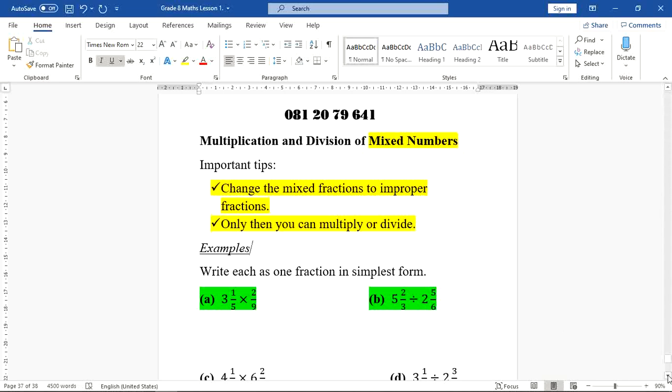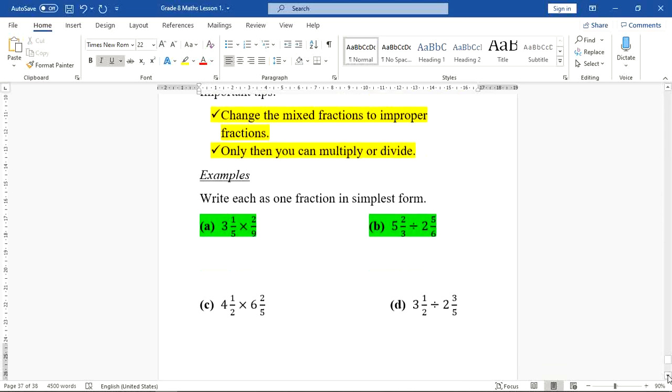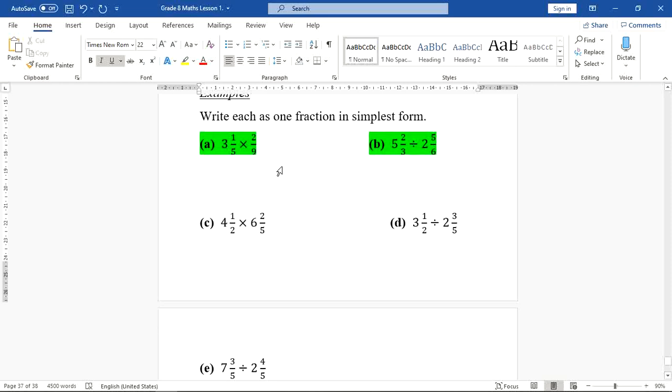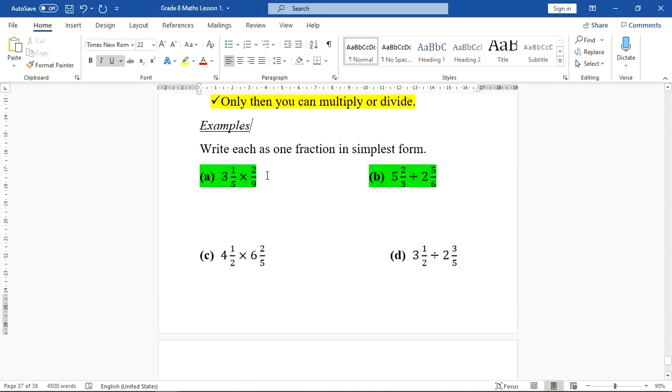Now let us look at these examples here. There are actually five, so I'm going to do A and B, and then you should do C, D, and E. Take a picture, share with me on WhatsApp. Okay, so let's see. We want to multiply 3 whole 1 over 5 times 2 over 9.